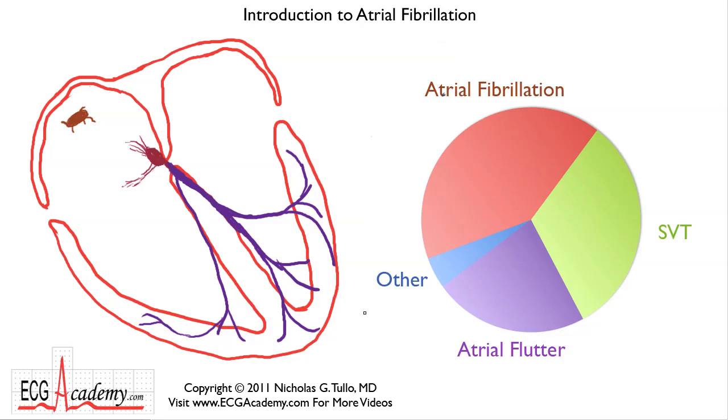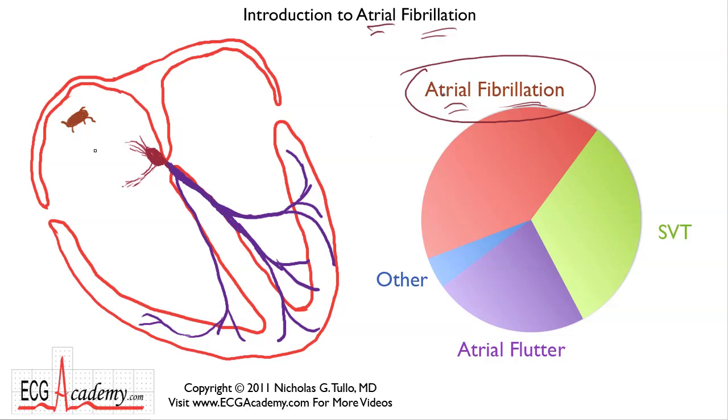Hi, this is Dr. Nick, and we're starting a new section now on atrial fibrillation. As you can see in this pie chart, it makes up over 2/3 of the arrhythmias that we're likely to see in an emergency room, and so it's something that you'd be recognizing on cardiograms quite frequently. So let's talk about what atrial fibrillation is.